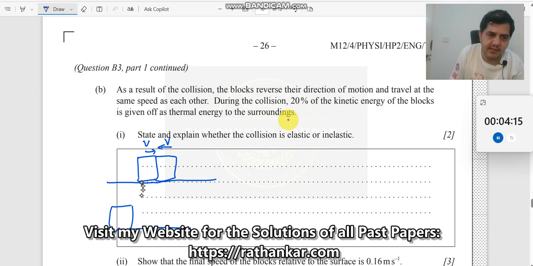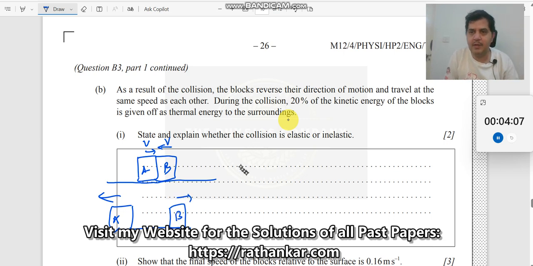So after some time, this block goes like this. This is your block A, this is your block B. Block A goes like this and block B goes like this. Anytime you have to picturize it.